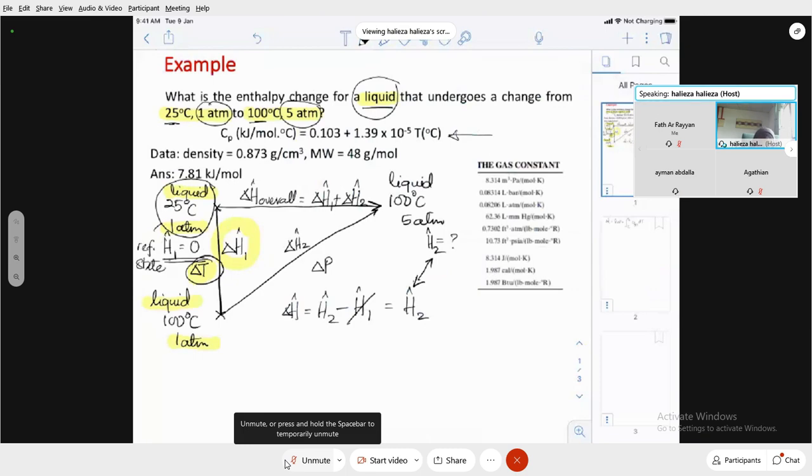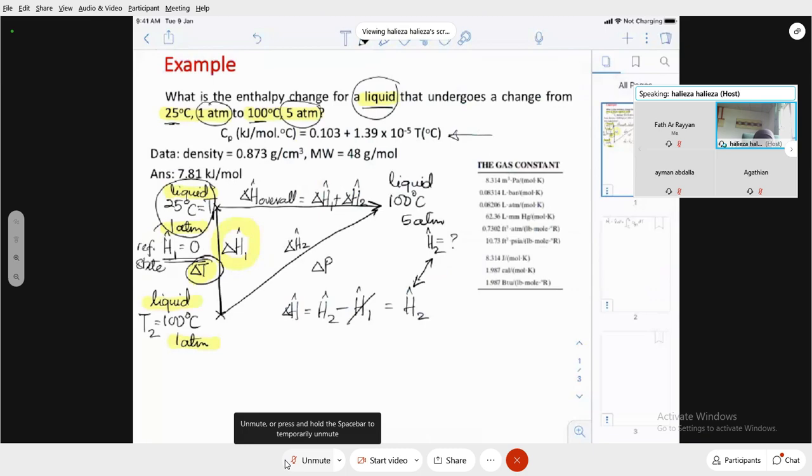What is the temperature of T1? 25. Yes, that is T1. And T2 is going to be 100. Starting point is T1. T2 is your final point. T1 is where you start your temperature. T2 is where you end your temperature.